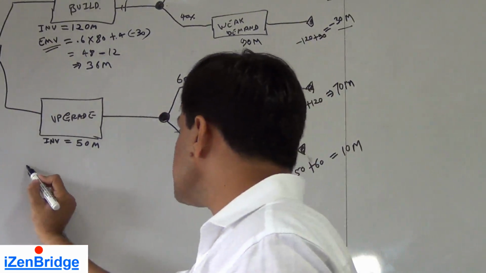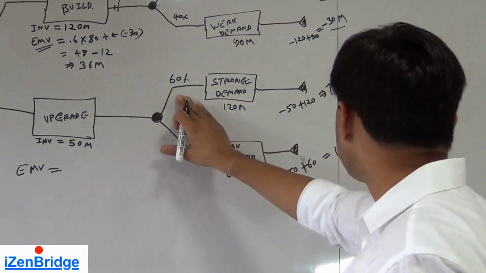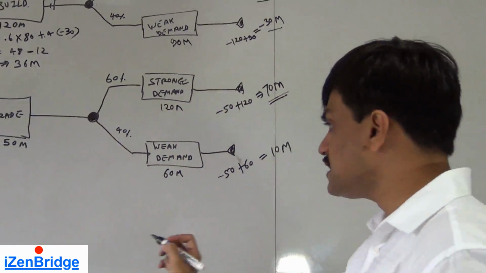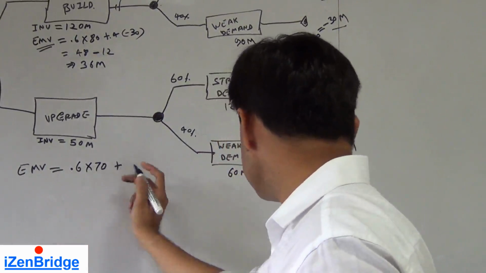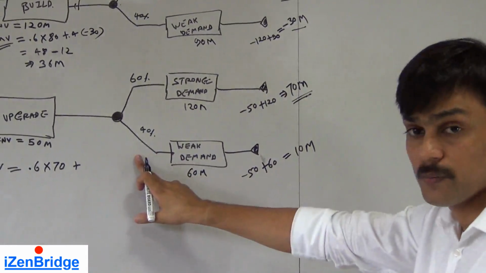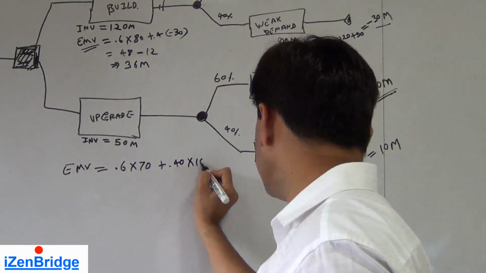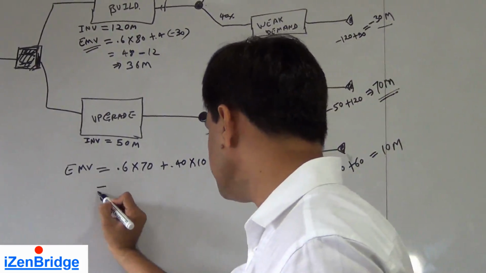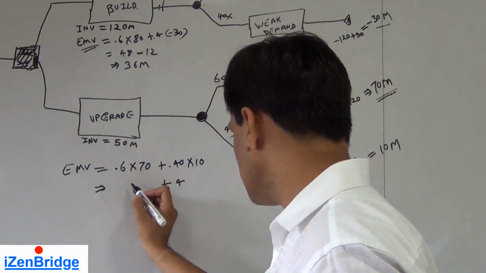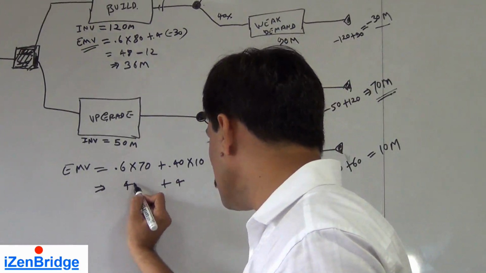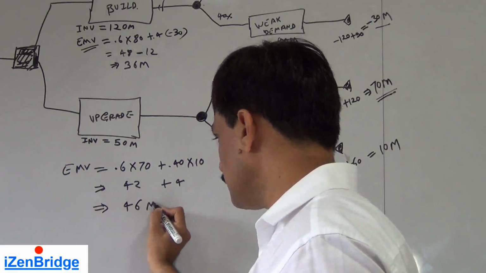Let us take the second example. Here the expected monetary value is we have a 60% probability of earning 70 million. So we say 0.6 multiplied by 70, plus we have a 40% probability of earning 10 million, 0.40 multiplied by 10. So we get 4 million from this and we get 42 million here. So the total is 46 million.